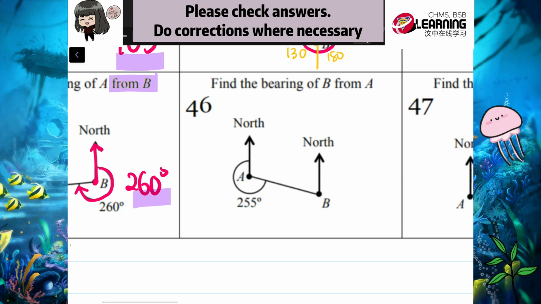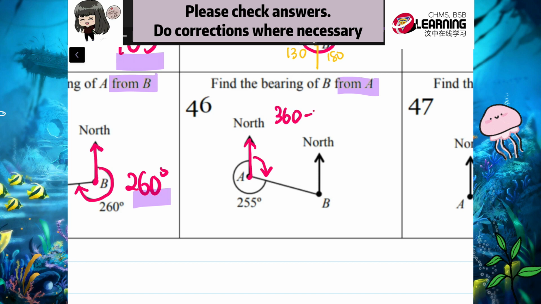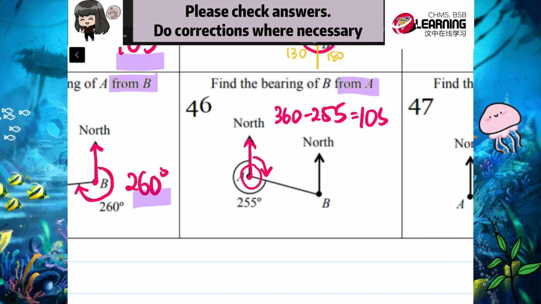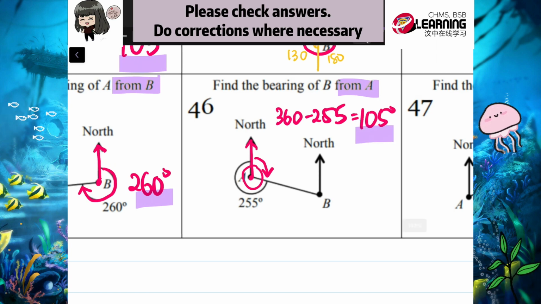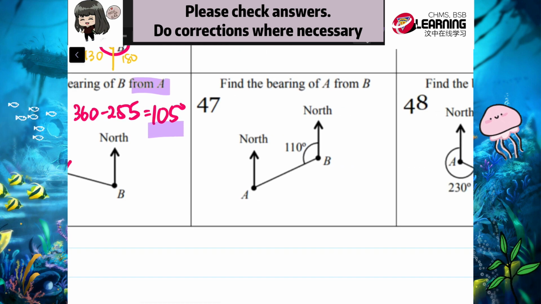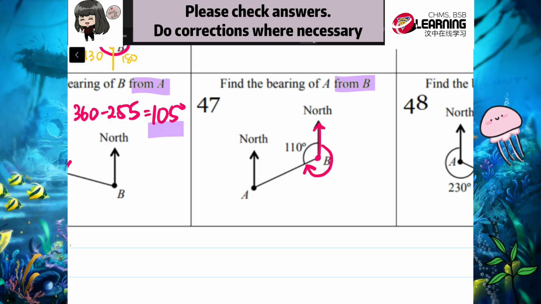And question 46, from A, okay, from A is here. Then all the way like that. Always remember it's clockwise, okay? So this angle here is 360 minus 255. Okay, one whole circle is 360, you minus 255, so you get 105 degree. Okay, and 47, from B. From B, going up like that, and then all the way clockwise like this. So this is 360 minus 110, which is 250 degree.